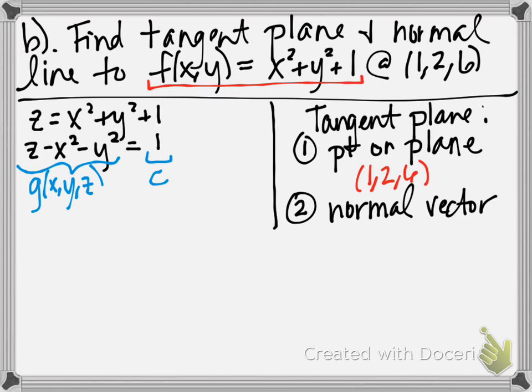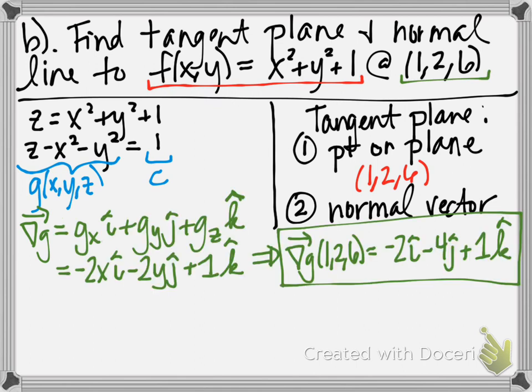Okay, now we know the gradient of g will be normal to this surface. So you want to find the gradient, and then you evaluate the gradient at the point 1, 2, 6. When you do that, you should get this for your normal vector, and then we put it all together to get the equation for the plane.